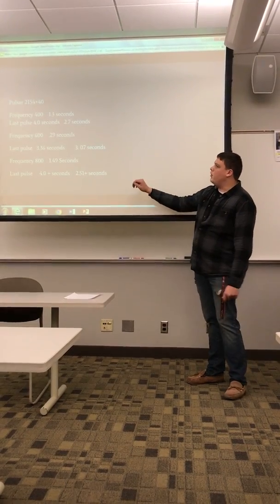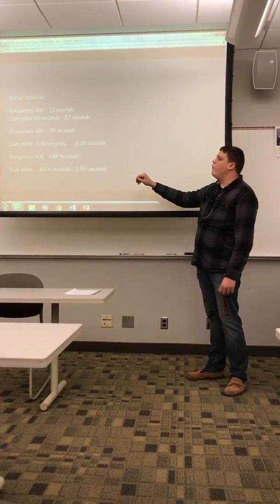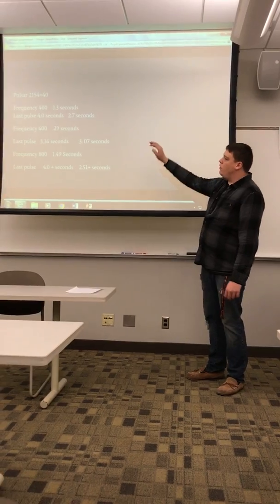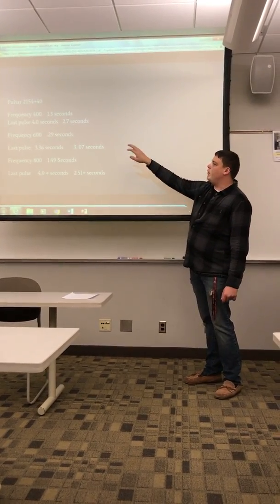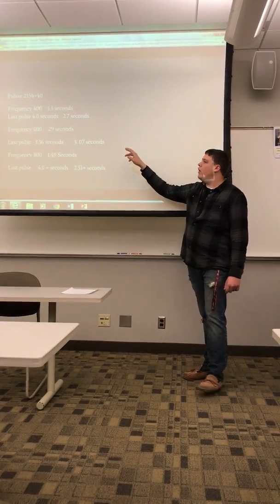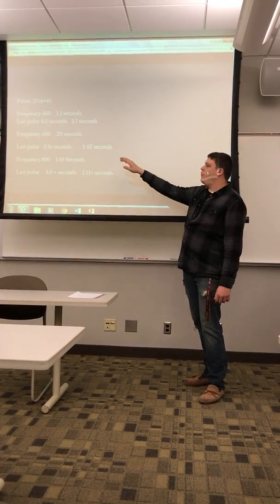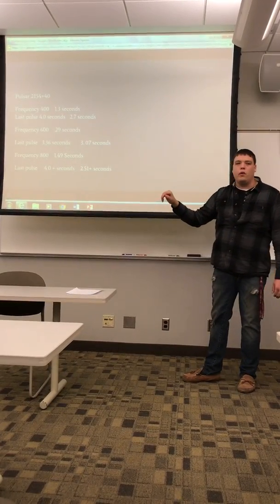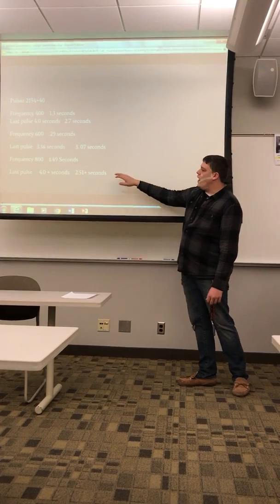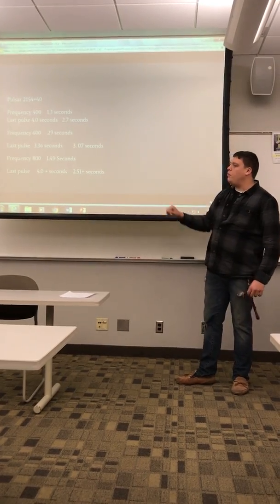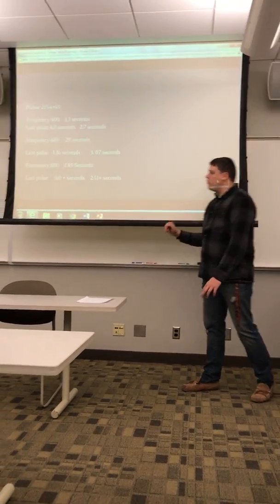This is a different pulsar star. This is 2154 plus 40. With this star, it was a little different. The frequency at 400 was 1.3 seconds. The frequency at 600 was at 0.29 seconds. And then at a frequency of 800, it goes back up to 1.49 seconds.